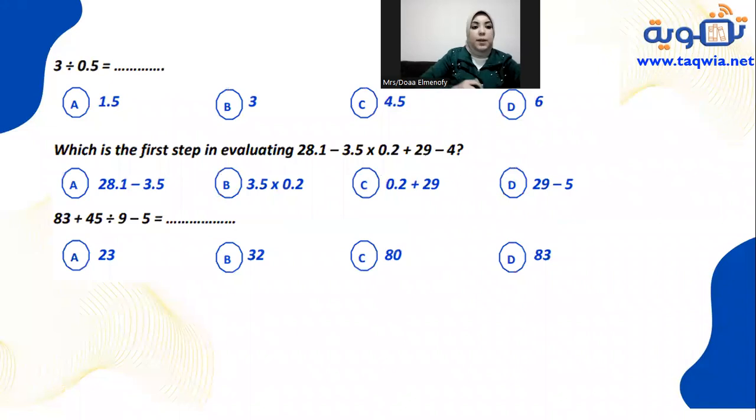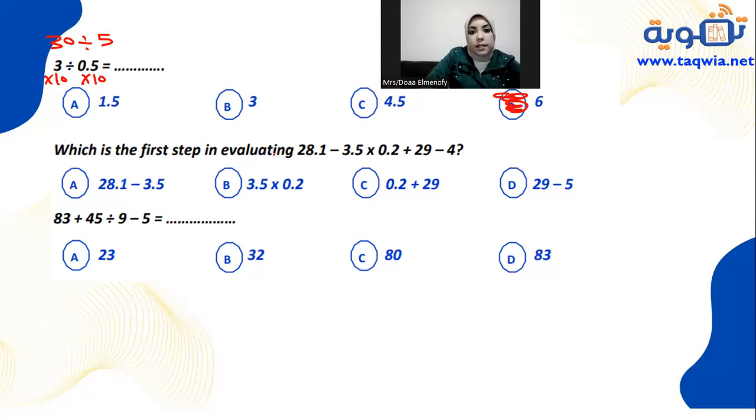Okay, 3 divided by 0.5. I told you before, when the divisor is a decimal number, we have to convert it to a whole number. So I will multiply by 10. If we multiply the divisor by 10, we have to go back to the dividend and multiply it by 10 too. So it's going to be 30 divided by 5, and 30 divided by 5 equals 6.